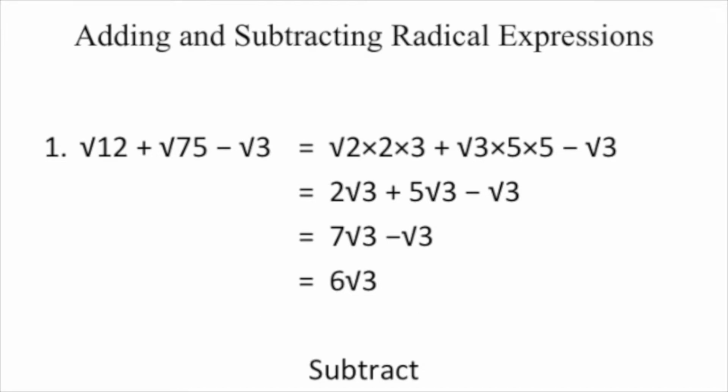Then the final step is to add or subtract based on the type of problem you have. In this case, we are subtracting. So 7 square roots of 3 minus the square root of 3 equals 6 square roots of 3. And that is your final answer.